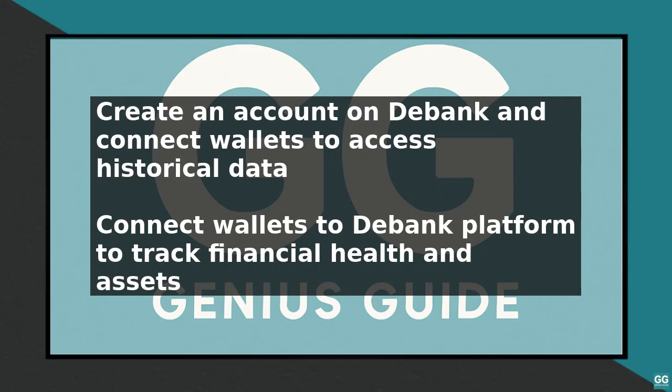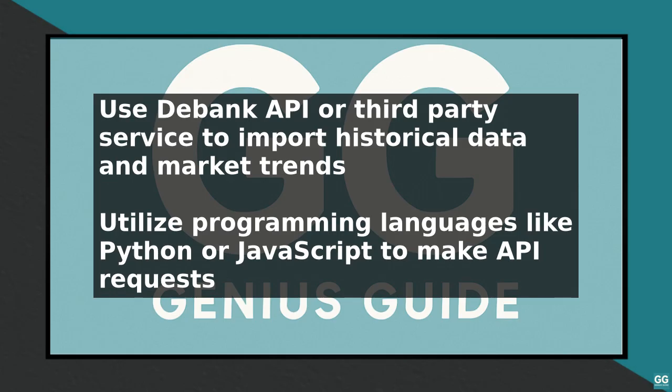To import historical data, you need to use the Debank API or a third-party service that provides historical data. The Debank API provides endpoints for retrieving historical data, including transactions, balances, and market data. You can use programming languages such as Python or JavaScript to make API requests and retrieve the data.